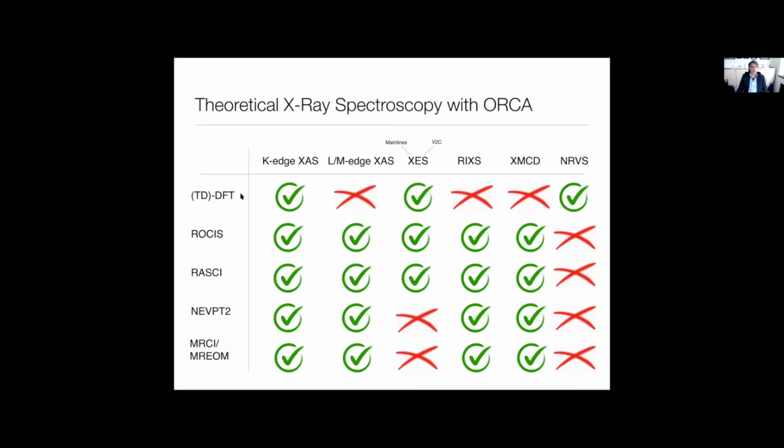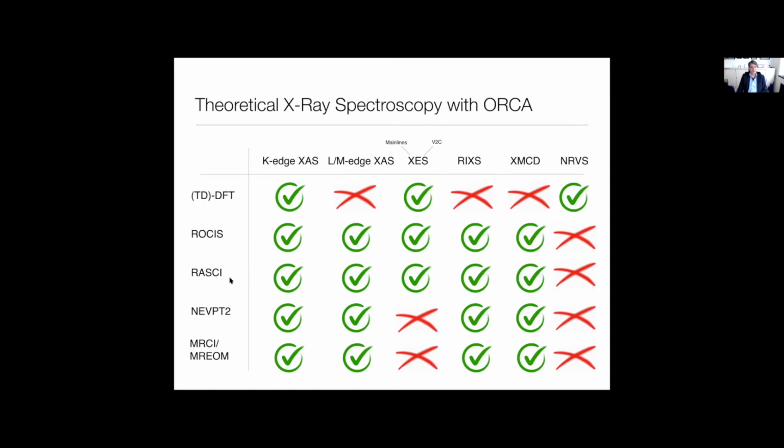Of course, DFT in general is a very useful tool. It's computationally highly efficient, but it has limitations. It does well for K-edge XAS, it does very well for X-ray emission spectroscopy, it does well for NRVS, but I would not recommend to try to use TDDFT or DFT-based methods for L or M edges unless you have d0 systems, or RIXS or XMCD. The tool that we have developed in Mülheim that is unique to Orca is called the ROCIS approach, and ROCIS can calculate all of these spectra except NRVS that is only available with DFT.